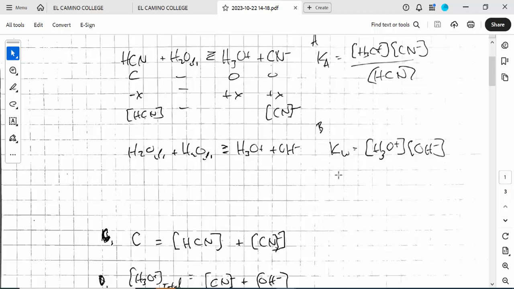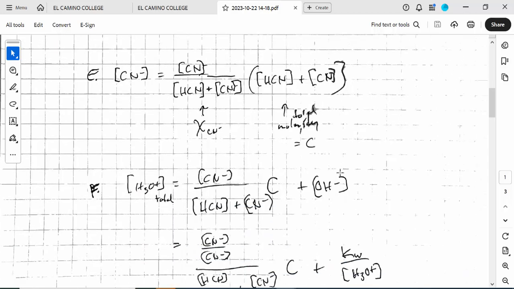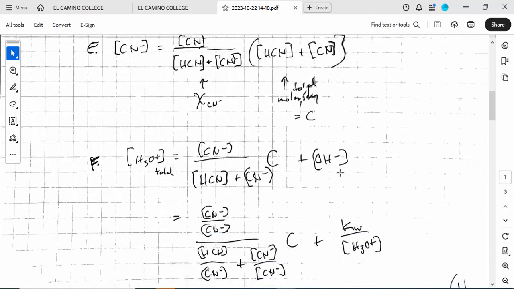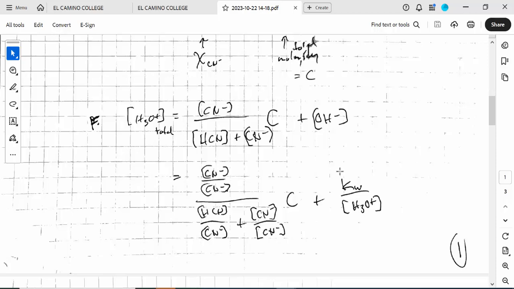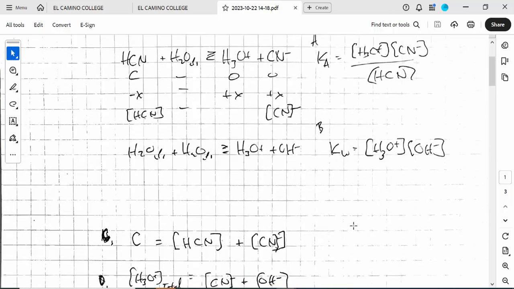So the thing with the concentration being equal to HCN plus cyanide, is that like the remaining HCN? Was the cyanide produced? This is the initial concentration of HCN, which is going to equal the HCN that remains plus the cyanide that's formed.